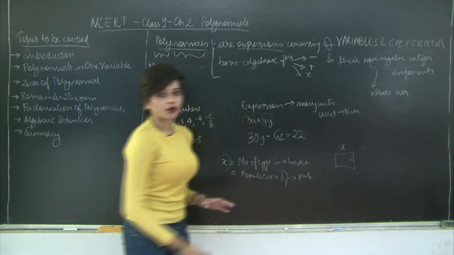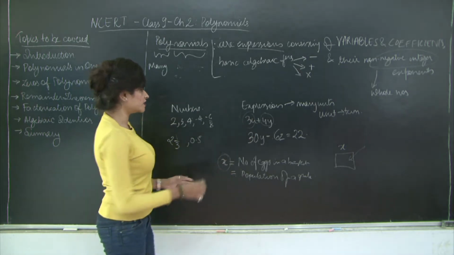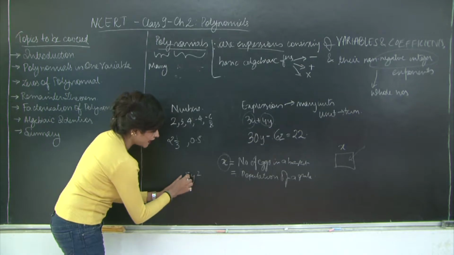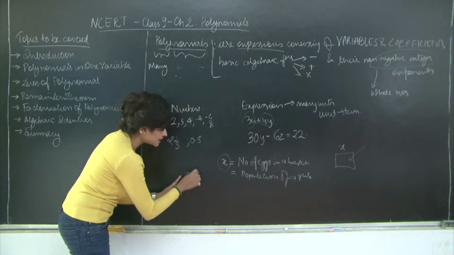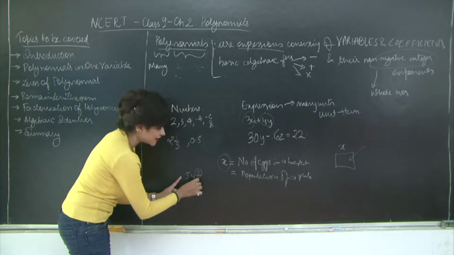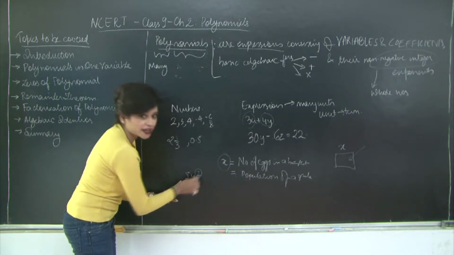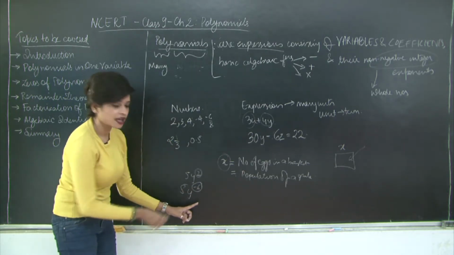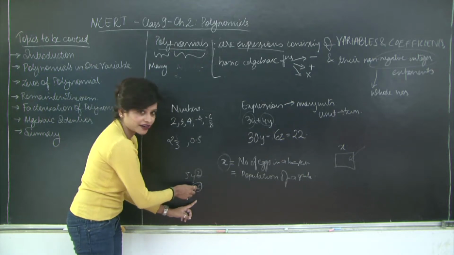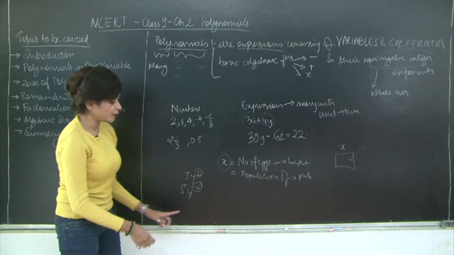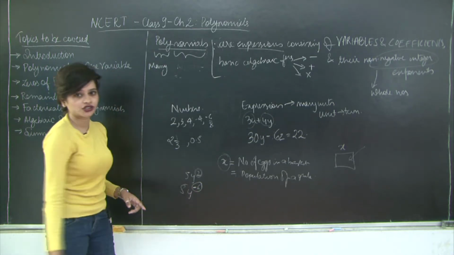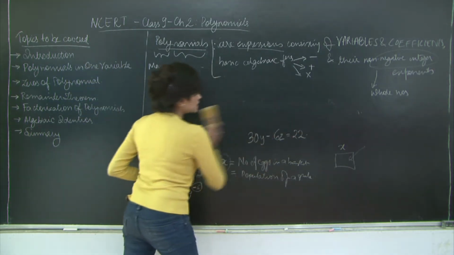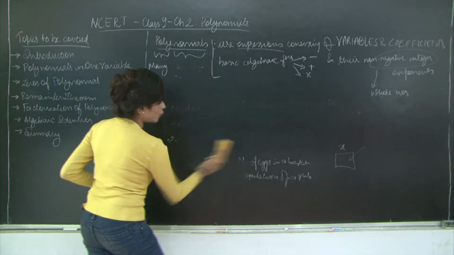So the exponents have to be whole numbers. If I write 5y square, this is 5 having variable y and it is raised to a certain power, which is 2. So 2 becomes the exponent. If I write 5y raised to minus 6, the exponent is negative, so 5y raised to minus 6 is not a polynomial. Why? Because this is a negative integer exponent. This was a simple definition of what polynomials are.